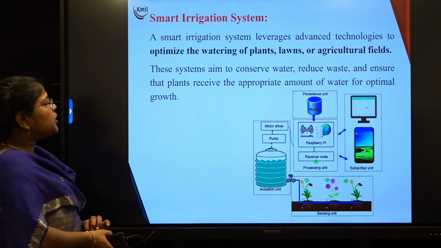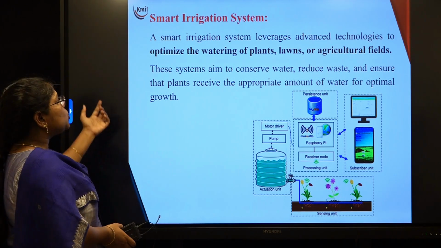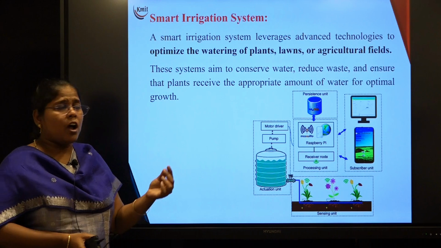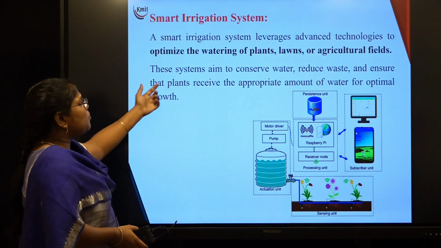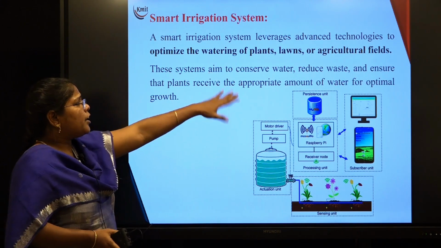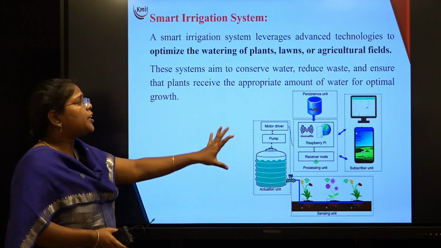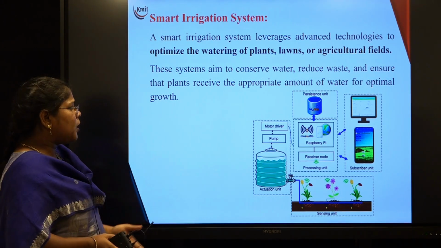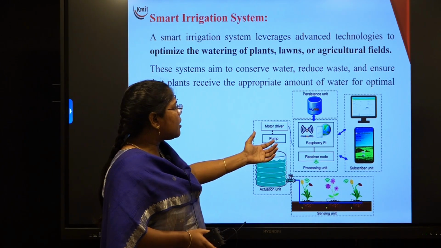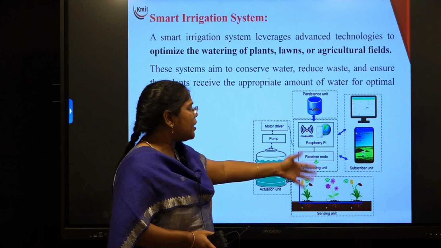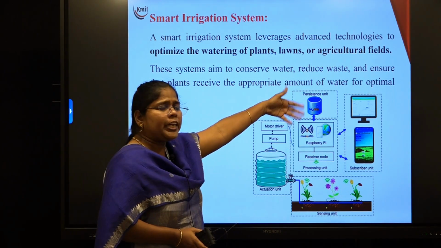A smart irrigation system leverages advanced technologies to optimize the watering of plants, lawns and agriculture. The system aims to conserve water, reduce water waste and ensure the plants receive the appropriate amount of water for optimal growth. Here we have a tank, pump, driver. Here we have a Raspberry Pi, and we have some systems, a processing unit and also the database.